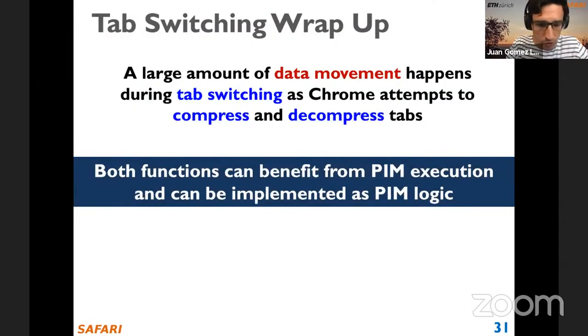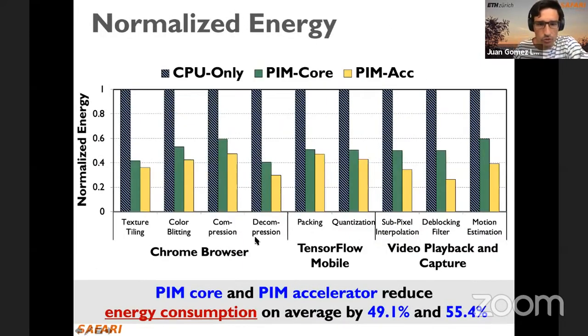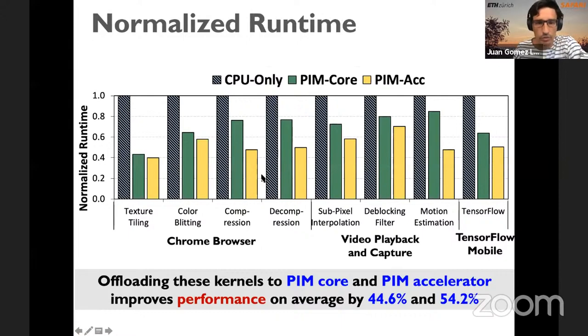And actually, if you want to take a look at the results, you can go back to this slide. Here we have the Chrome browser compression and decompression. Here you can see the energy savings are in the same order of magnitude as the energy savings that we have seen before for TensorFlow, and also the performance improvements for compression and decompression are in the same order of magnitude, as I said.